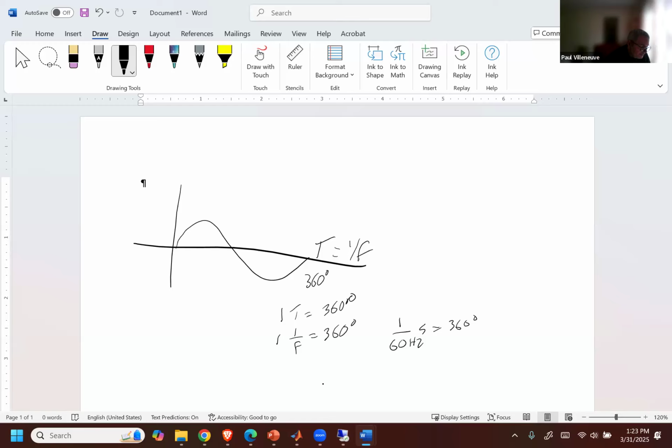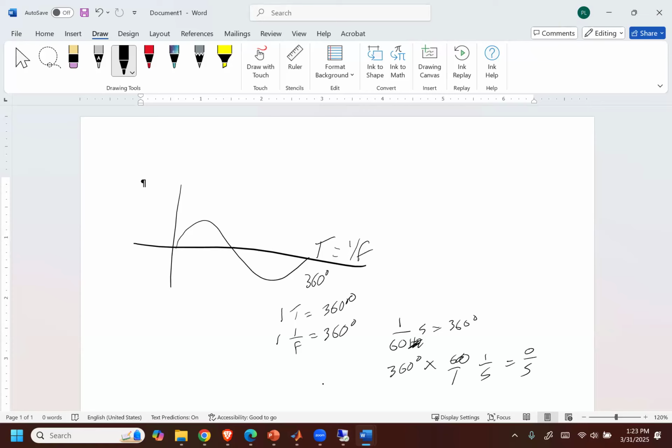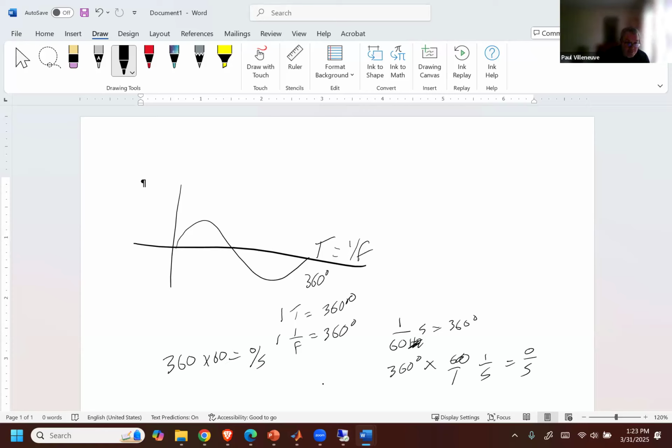So let's see. 360 degrees multiplied by 60 over 1 times 1 over seconds gives me degrees per second, correct? So 360 times 60 is the unit conversion to go from degrees to seconds or vice versa. So if I take my time, which is 5.49, and that's in milliseconds, and I multiply that by 360 times 60, what do you think I'm going to get?